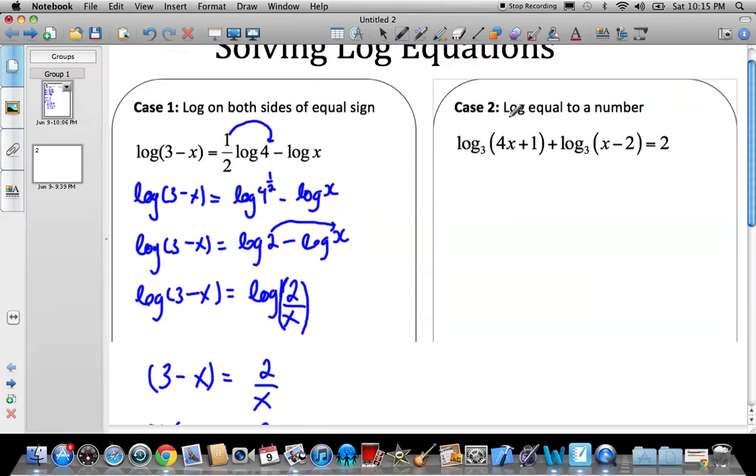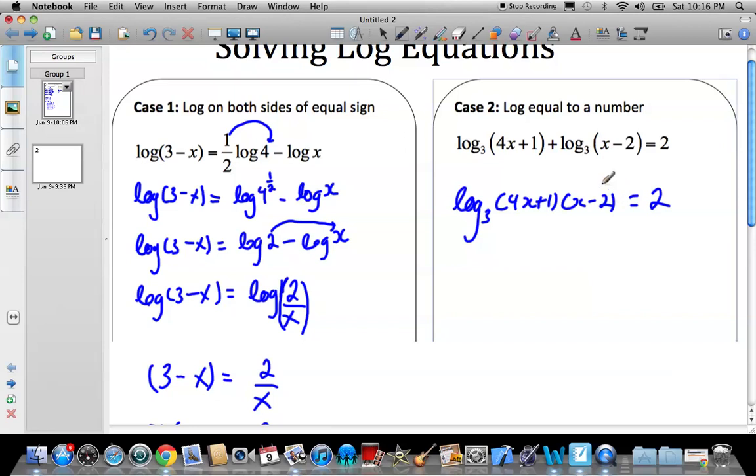And that's when you have a log equal to a number. So you see on this side we only have 2, whereas before everything was log, and it worked down to be log of something equal to log of something. And this time we have base 3. So we're adding logs here initially, so we have to multiply this time. So I have log base 3 of (4x plus 1)(x minus 2), and that's equal to 2.